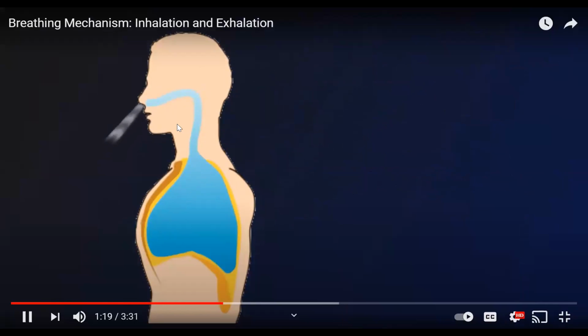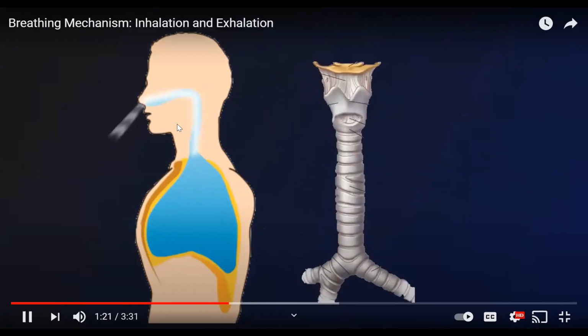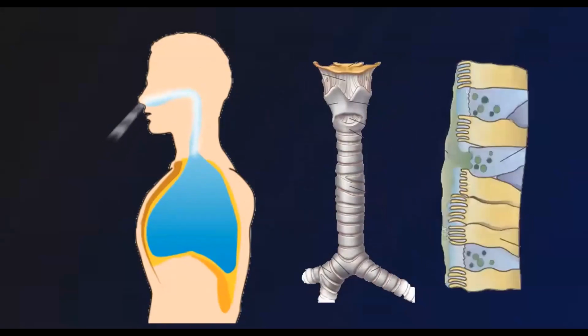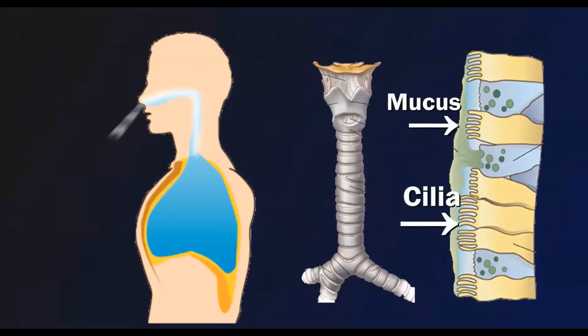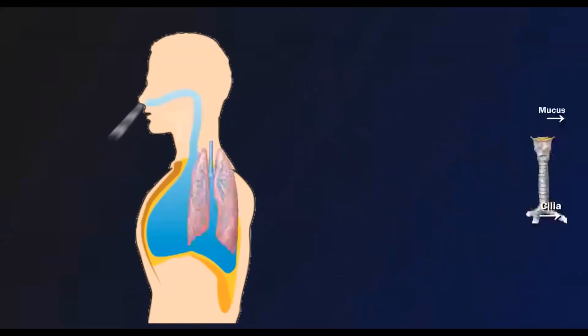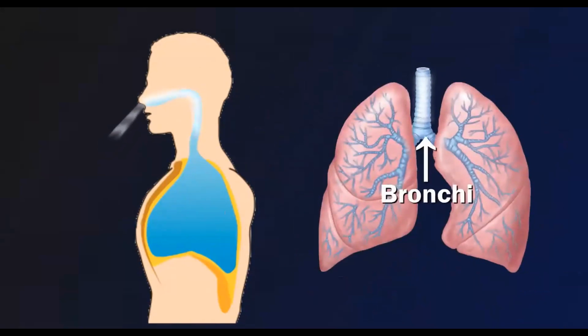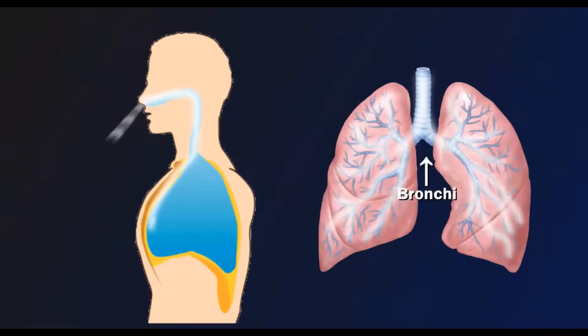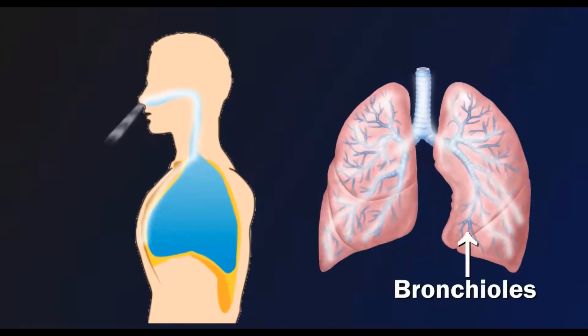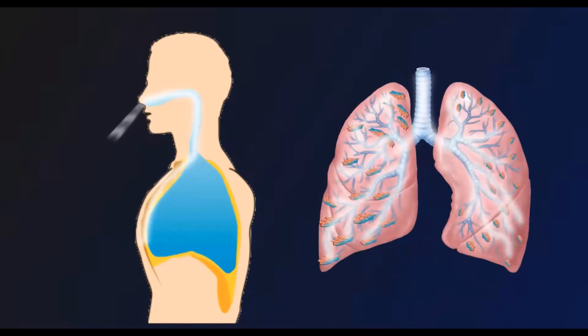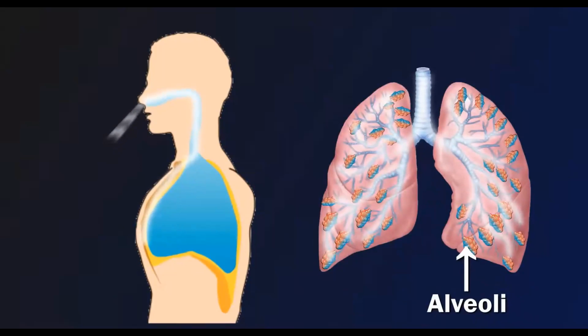After purification, air enters the windpipe where it further gets purified by mucus and cilia. Total air gets divided by bronchi and enters the lungs where it further gets divided by bronchioles. And finally all the gases reach millions of alveoli.